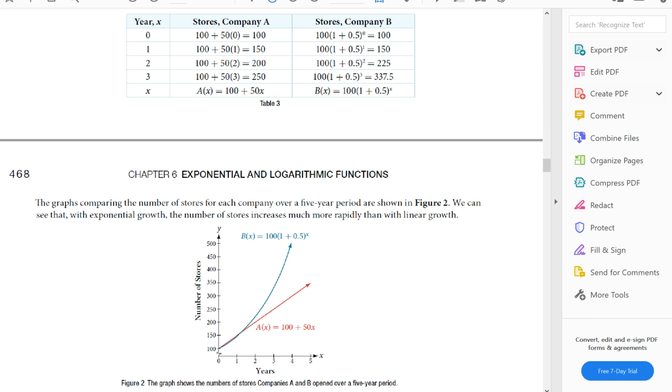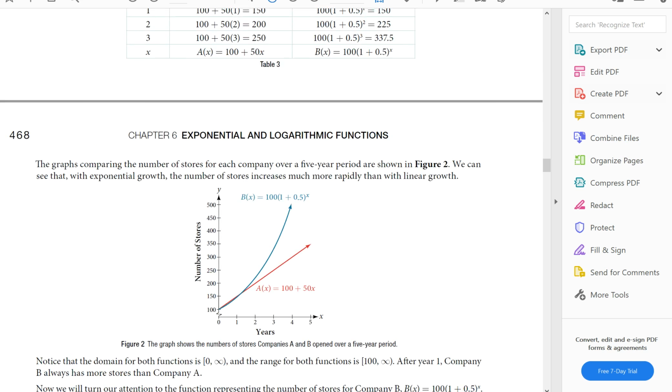You can also look at their graphs. So for company A, of course, it's a straight line with a slope of 50. They both start with 100, but look at company B. It's an exponential model, and you see that curve shooting upwards. It's not a parabola, by the way. It's really a different kind of curve. It actually goes faster than a parabola towards infinity. And this is where the base is 1 plus 0.5. So it's 1.5, and that's why it's increasing. So 1.5 being above 1, you get a graph that's increasing like this.